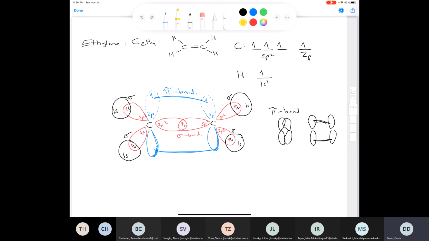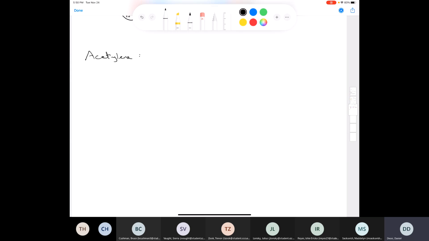This is called an orbital overlap diagram of ethylene. It shows all the hybrid orbitals, the unhybridized orbitals, and the orbitals of hydrogen, and explains the hybridization of the carbons and the molecular geometry. All right, well, let's look at acetylene. I'll do this one a little bit quicker. So acetylene is C2H2. It looks like this.